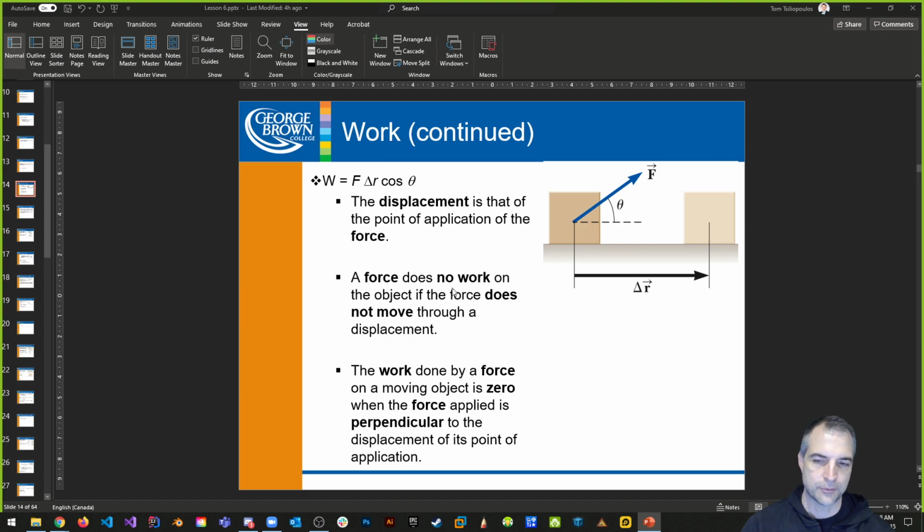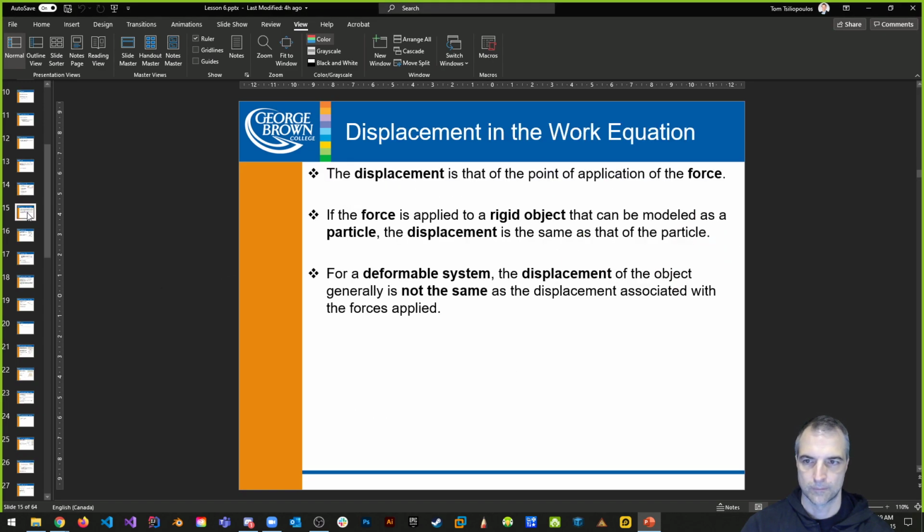Force does no work on an object if the force does not move through a displacement. So that's something to know as a law, right? The work done by a force on a moving object is 0 when the force is applied perpendicular to the displacement of its point of application. In other words, if I'm applying a force in this direction, but I'm moving in this direction, the work done in the perpendicular direction is 0. We only care about the direction of the displacement. So the displacement is that of the point of application of the force. So that's when it starts off.